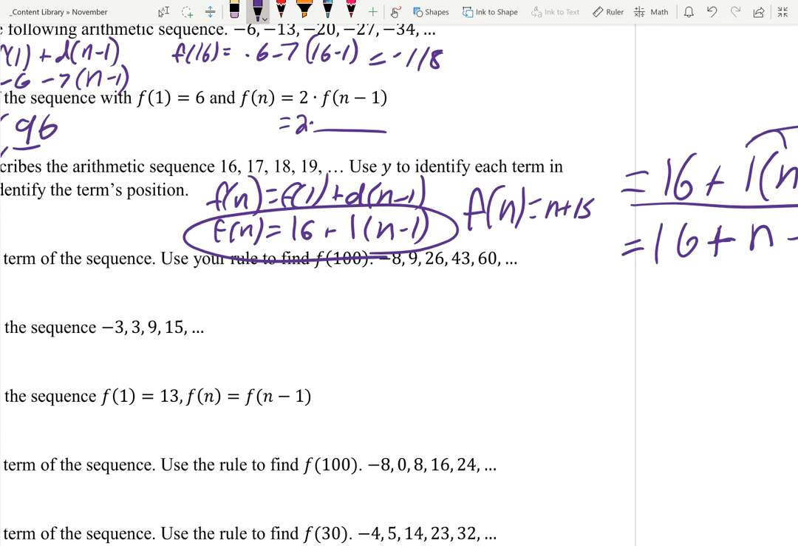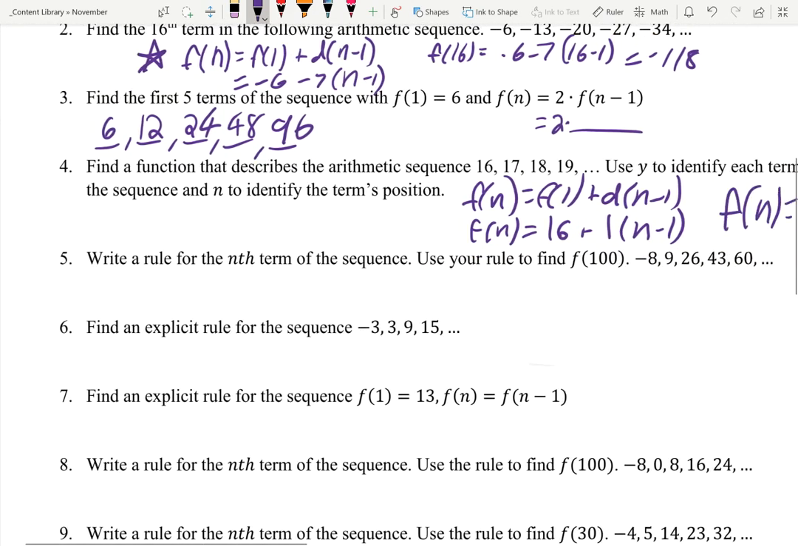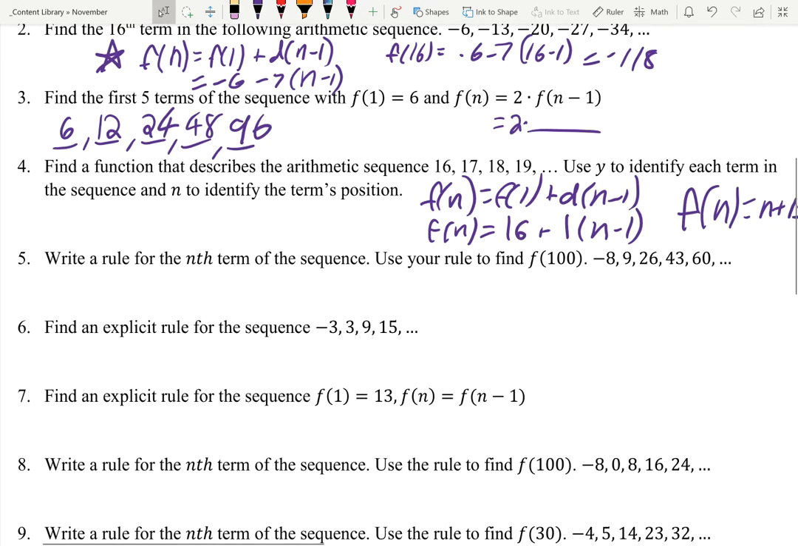Okay, let's look at number 5. Number 5, write a rule for the nth term of the sequence. Use your rule to find the 100th term. All right, so this is getting pretty straightforward. Just make an explicit rule, that would work out really, really well. So an explicit rule, f of n equals f of 1 plus d times n minus 1. All right, so let's plug everything in.